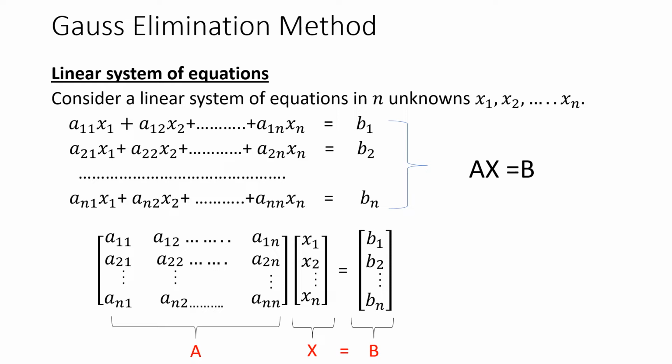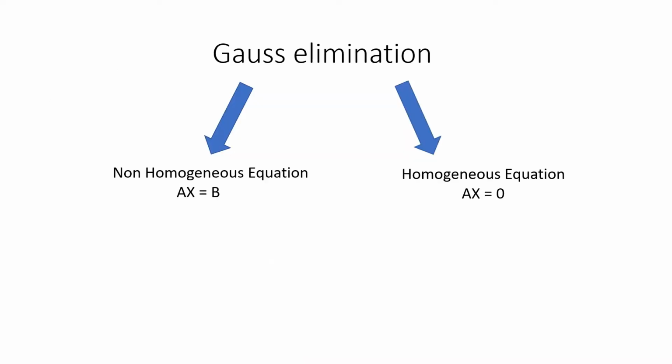The system of equations is given there. We have to convert this to matrix form. The coefficients of x1, x2, etc., xn are taken as A, the variables x1, x2, etc., xn are taken as capital X, and the constants on the right hand side, b1, b2, etc., bn, are taken as capital B. Now we have simplified the linear system to AX = B, where A is the coefficient matrix, X is the variable matrix, and B is the constant matrix.